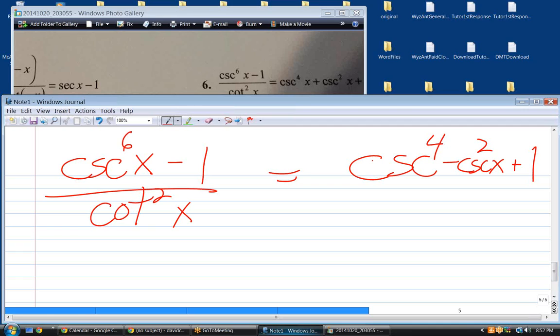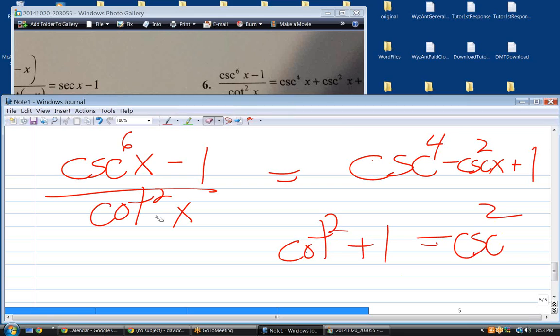Well, everything's in cosecant except that cotan. Let's turn it into cosecant. What's that equal to in terms of cosecant? Cotan squared plus 1 equals cosecant squared. So cotan squared has to be cosecant squared minus 1.